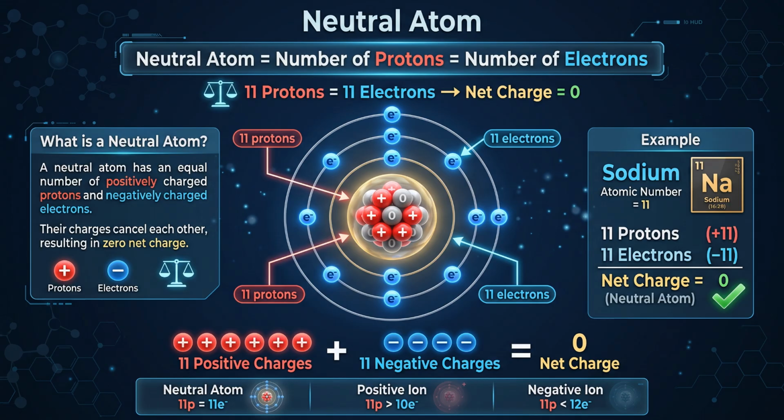Once you clearly understand what makes an atom neutral, it becomes much easier to understand how atoms interact, why they form compounds, and how countless chemical reactions occur in nature and in the laboratory.